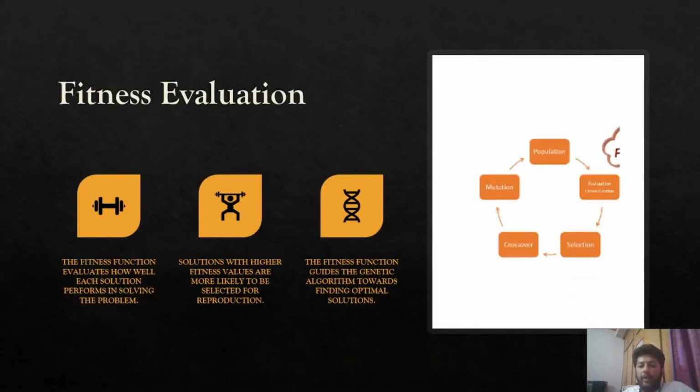So, coming to fitness evaluation, we have the fitness functions that evaluate how well each solution performs in solving the problem. And then solutions with higher fitness values are more likely to be selected for reproduction. The fitness function guides the genetic algorithm towards finding optimal solutions. So, what happens here is we have a population, and then evaluation parameters are applied, and then we have selection, crossover, and mutation.